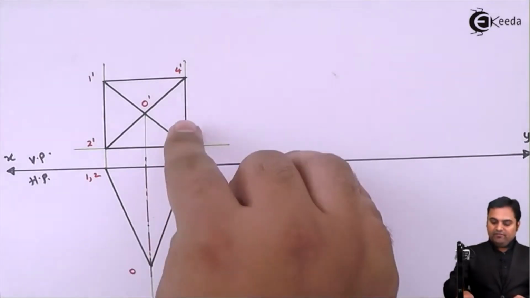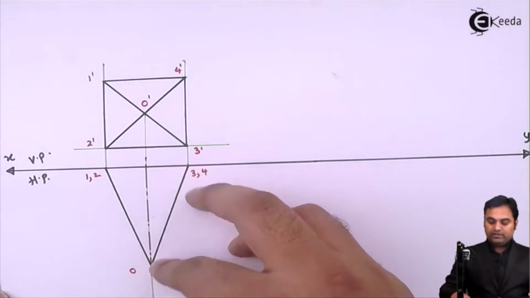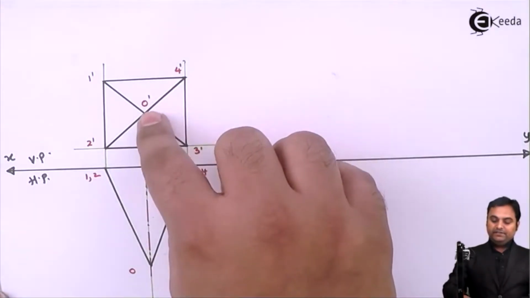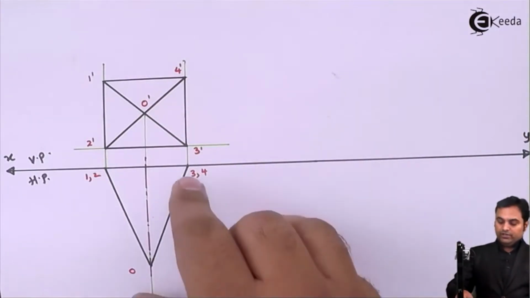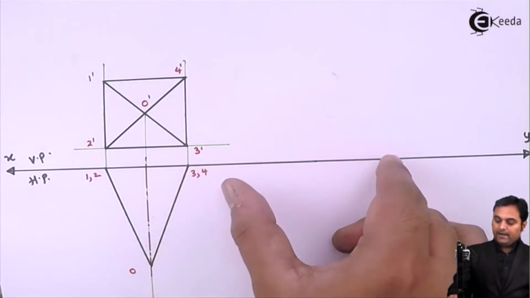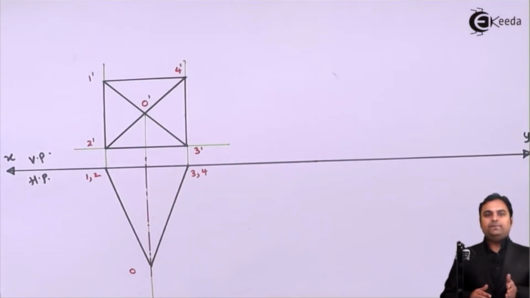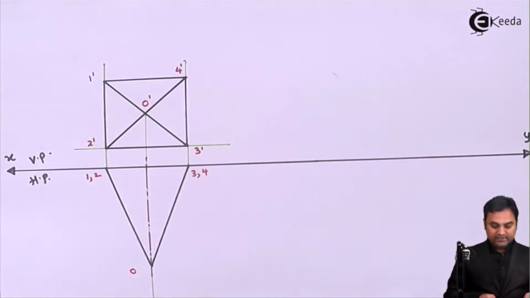Next, if we see the top view of this, then O34 is the line which actually represents the complete triangle O dash 3 dash and 4 dash. So here if I make this line parallel to XY, it means that the triangular face is in line with VP, that is, it is resting in VP. So for that I'll have to make this line parallel to XY line.